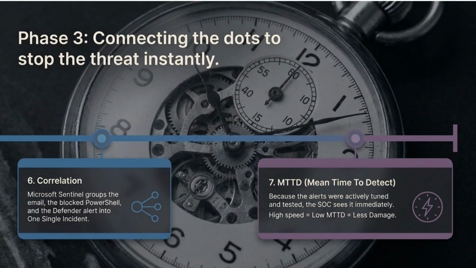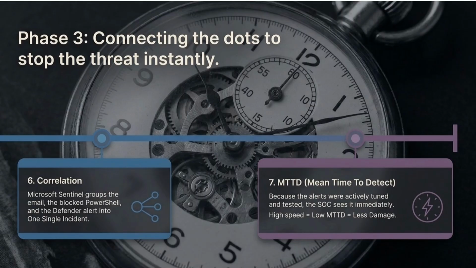Step 7. MTTD. Because the alert arrived quickly, the Security Operations Center detected the attack within a few minutes. This means the organization achieved a low mean time to detect, MTTD. The faster the attack is detected, the less damage the attacker can cause. This is how all the concepts we have learned work together in a real enterprise environment.